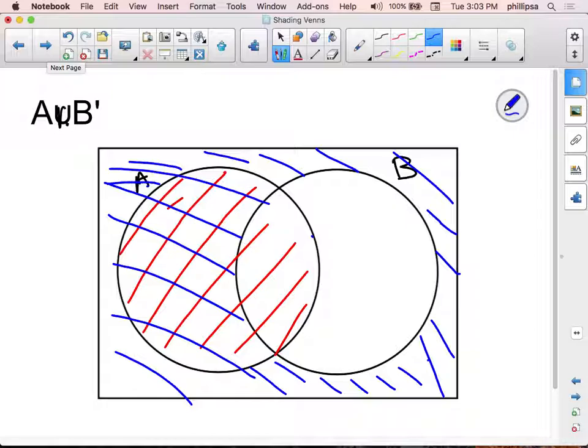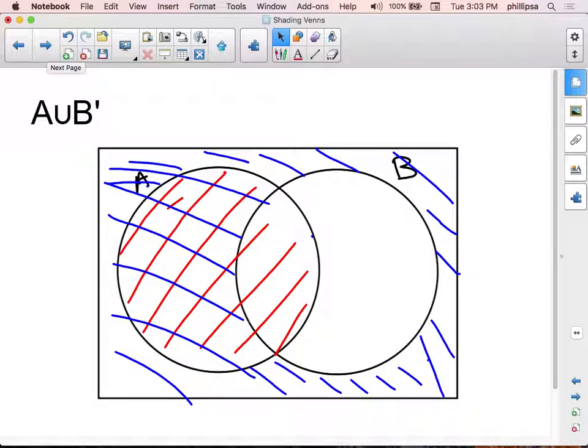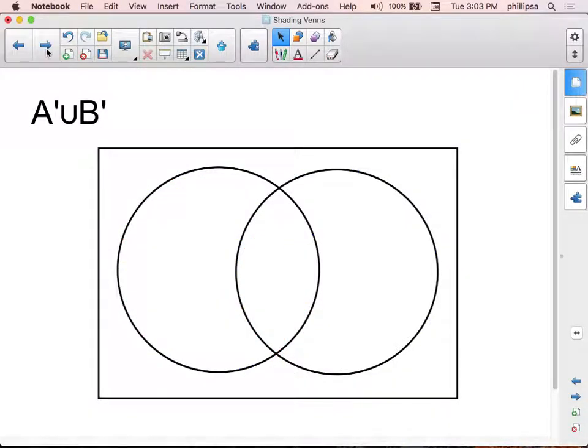Okay. Bring back the union sign. And again, unions we like because we're done. Because we're going to take everything that we originally shaded. Again, red, blue, both, double shaded, single shaded, it's all included with the union.